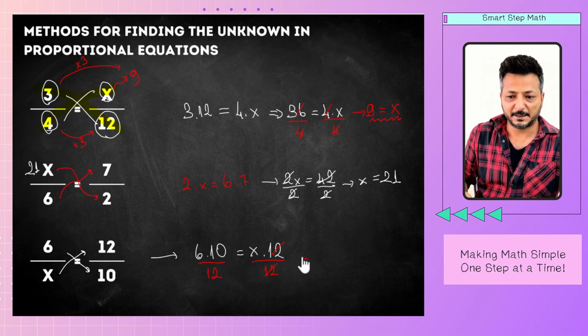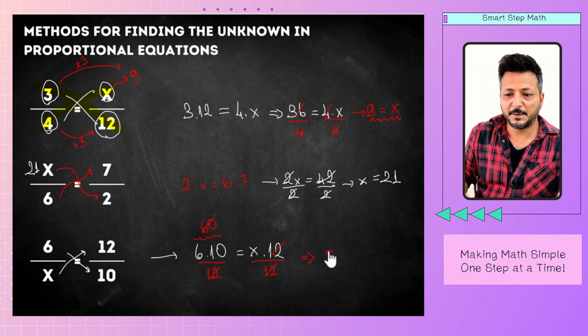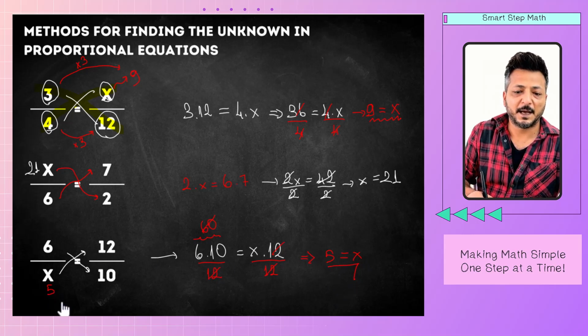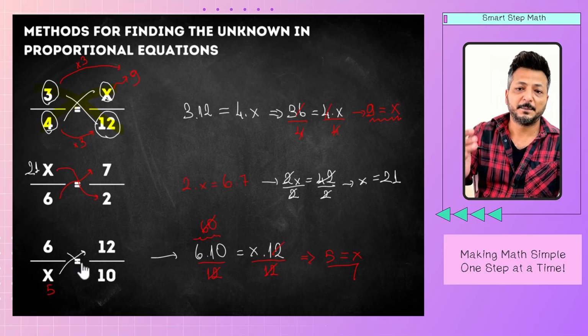To isolate x, here, look, the product of 6 and 10 will be 60. We need to divide 60 by 12. When we divide 60 by 12, we get 5. On the other side, x will remain. So in this expression, if we write 5 in place of x, we will say that our equality has formed a proportion, or that this equality can be satisfied.